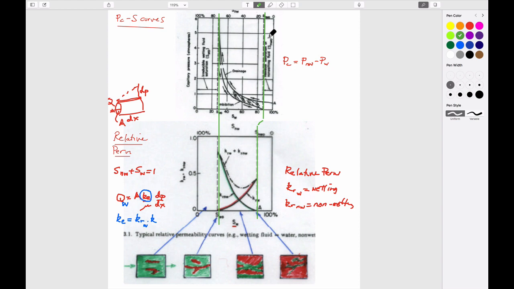What's happening here, we should do the left-hand one first. So you start off with something that's filled with water, you push NAPL into it, and so the proportion of the NAPL grows. So this is the saturation of the non-wetting fluid, and this is the saturation of the wetting fluid. I'm keeping these colors consistent with what's down in the bottom. The red is water and the green is oil.